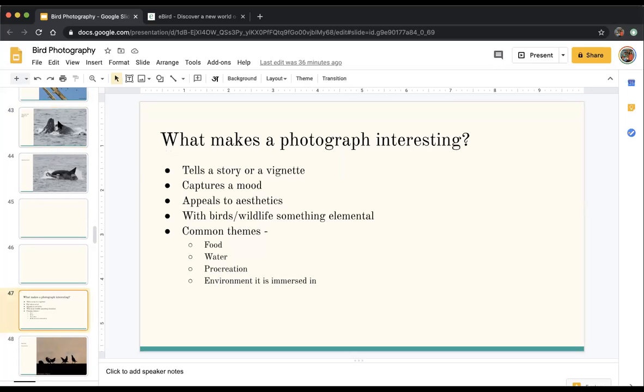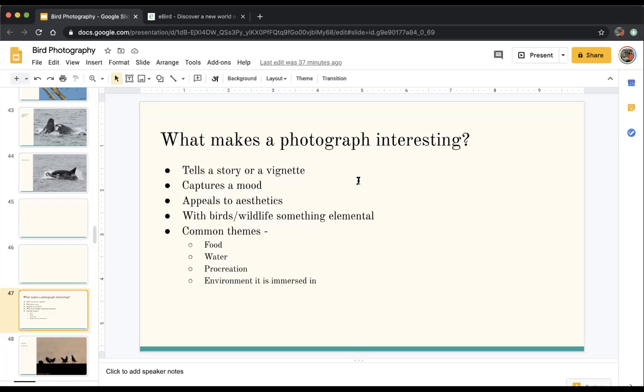So, showing those pictures, I was sort of leading up to this slide. You have a picture or a set of pictures that tell a story or a little snippet. It captures a mood, or it appeals to some sort of aesthetics, and I'll get to that a little bit. And with birds and wildlife, something very elemental, very visceral, very basic, a back to nature kind of thing.